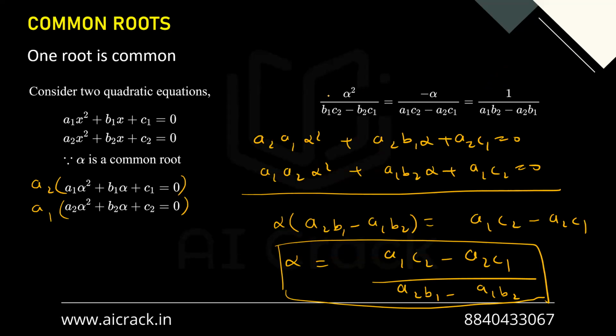Okay, and similarly you can eliminate alpha and you can find out this part of the equation, and once you have done that, you can find out this condition, that is a triplet.